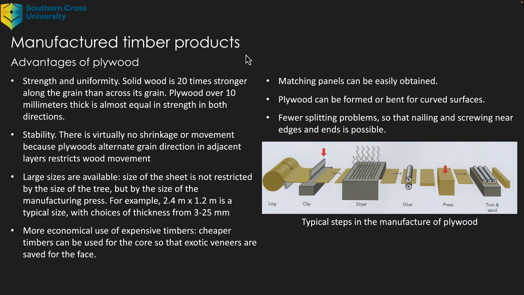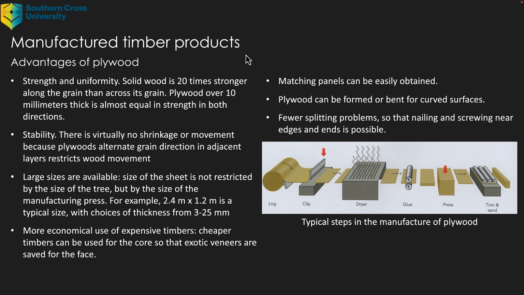Now, the advantages of plywood. Its strength and uniformity. So solid wood is 20 times stronger along the grain than across the grain. Plywood, which is over 10 millimetres thick, is almost equal in strength in both directions. Once you get a bit thinner, then obviously the plywood is not as strong, but from about 10 millimeters up, it's at least as strong as timber.